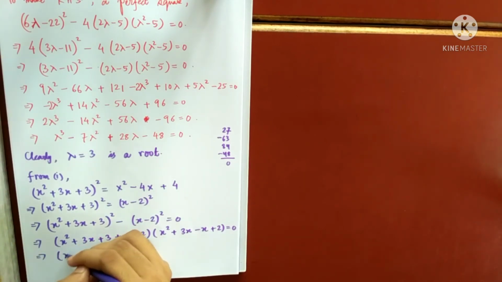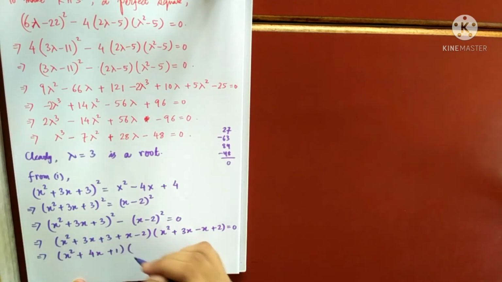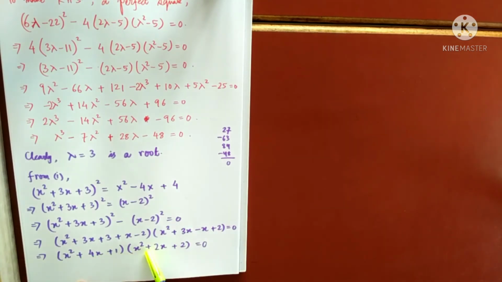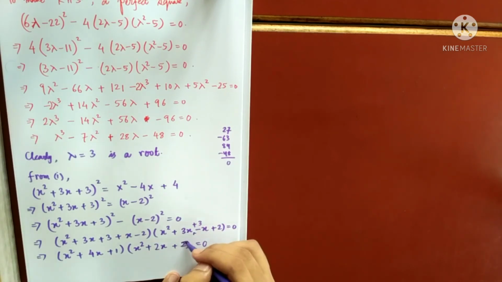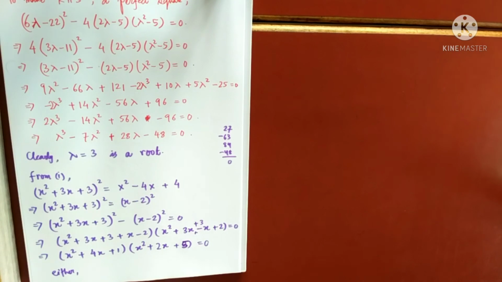So this is eventually coming as x square plus 4x plus 1, and this will come as x square plus 2x plus 2 equals to 0. So you know what to do. Either this quantity is 0 or this quantity is 0. Be very careful with the silly mistakes. Here I forgot to write this 3, and so 3 plus 2 is 5. Okay, there is a 3, I forgot to write that. So you have to solve this quadratic now. So either this is equal to 0 or this is equal to 0.